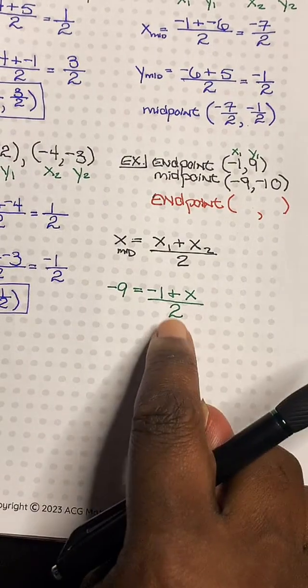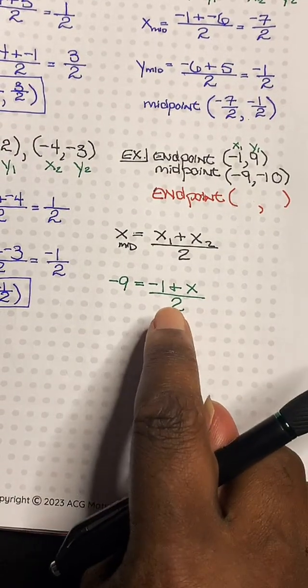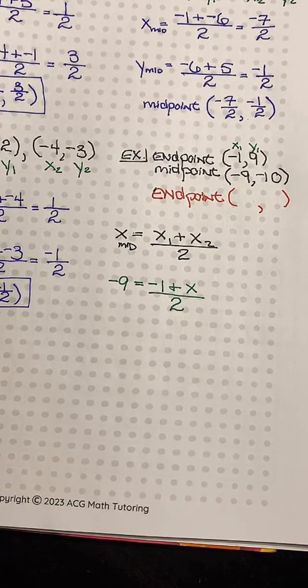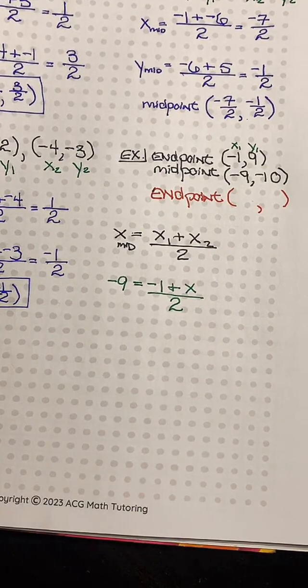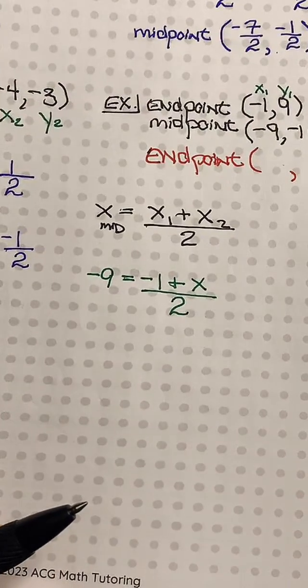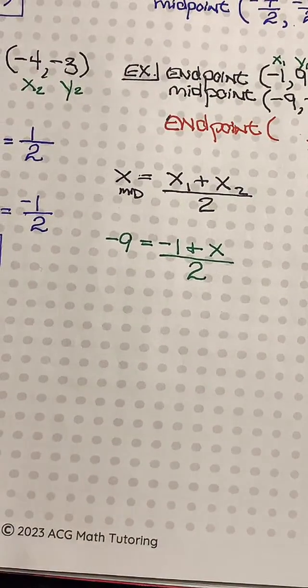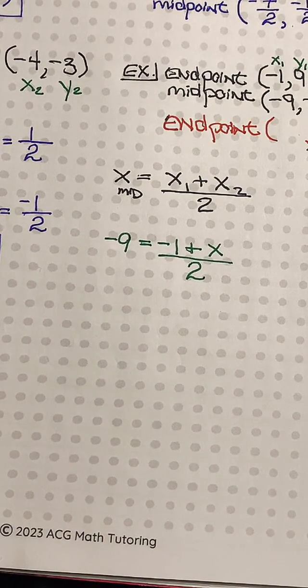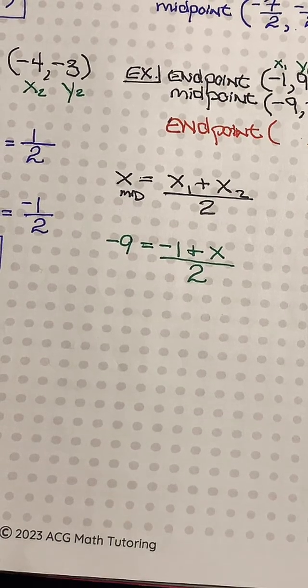So now we're solving this equation for x. What do you think is the first thing I should do? I'll even zoom in a little bit. What do you think is the first thing I should do? You could cross multiply. Okay. Multiply both sides by 2. Yes. Multiply by 2. 2 times -9.